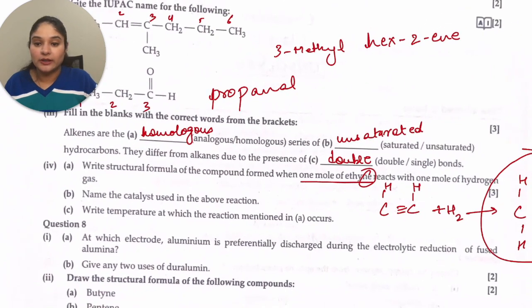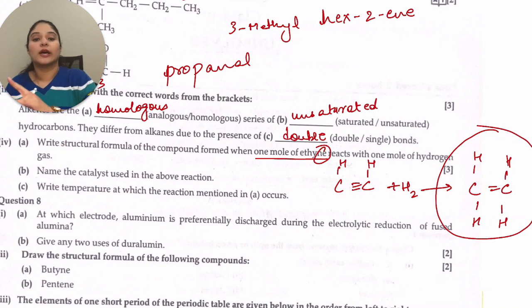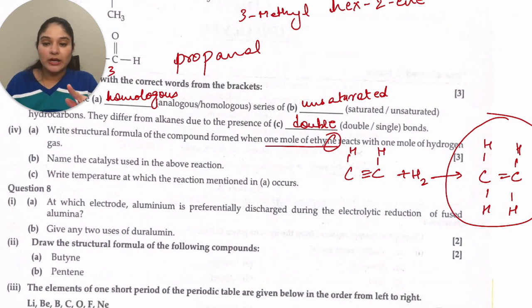Let's read the question again. Write the structural formula of the compound formed when 1 mole of ethyne reacts with 1 mole of hydrogen gas. This is a very simple question, just the language of the question is a bit tricky. Next is: name the catalyst used in the above reaction, that is nickel. Write the temperature at which the reaction mentioned occurs, that is 200 degrees Celsius.